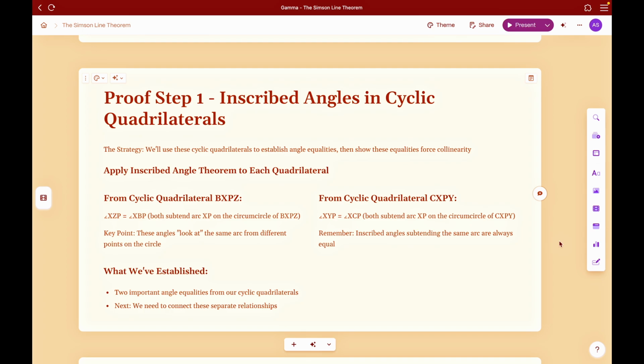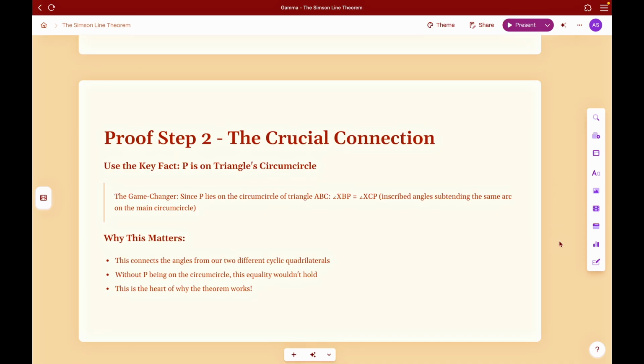So, what we've established is 2 very important angle inequalities from cyclic quadrilaterals, and now we need to connect these separate relationships, which brings us on to step 2. There is one very key fact. P is on the triangle circumcircle. The game changer is, since P lies on the circumcircle of the triangle ABC, XBP is equal to XCP. Inscribed angles subtending the same arc on the main circumcircle.